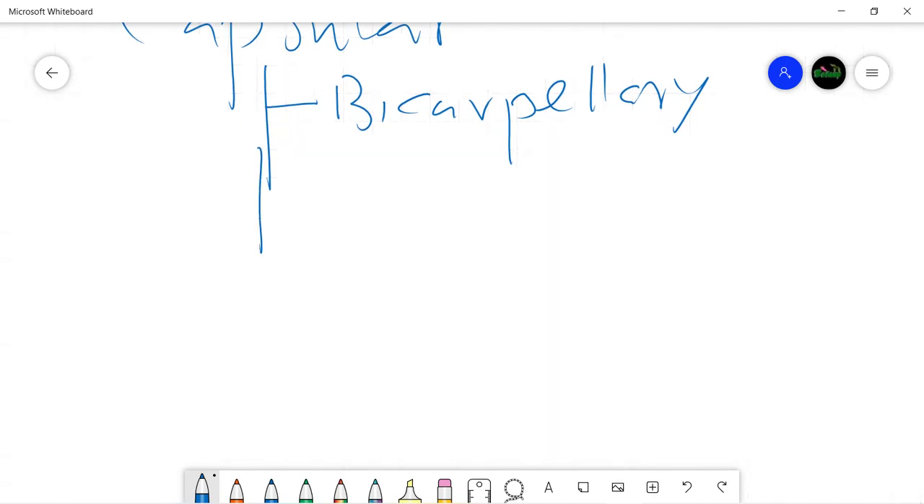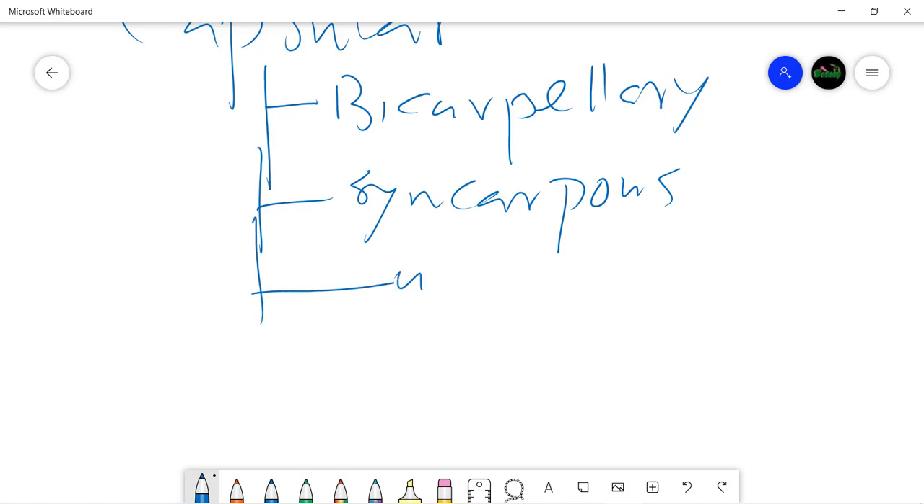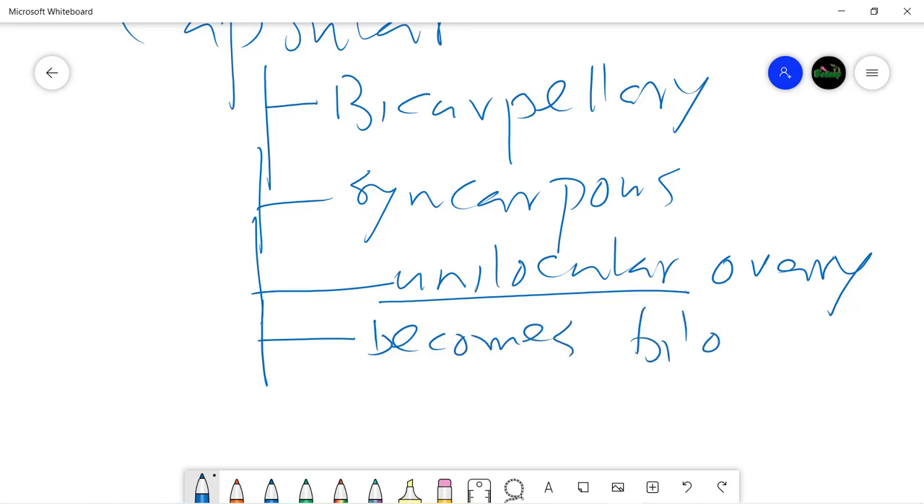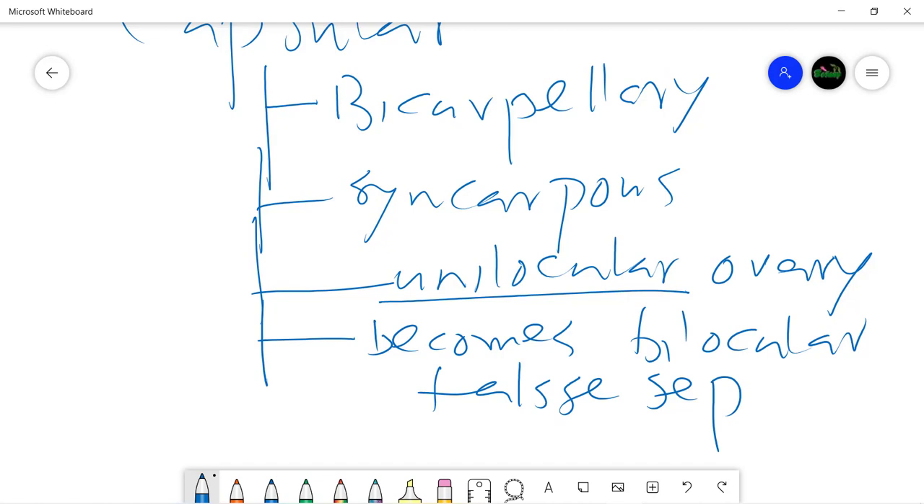and syncarpous and unilocular ovary. And the placenta, or the ovules, are borne on the fused margins of the carpels. It is unilocular in the beginning but becomes bilocular because of the false septum. The false septum makes this fruit bilocular, and that septum is very clear.